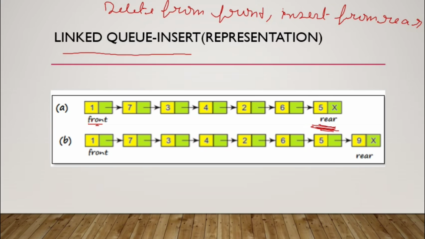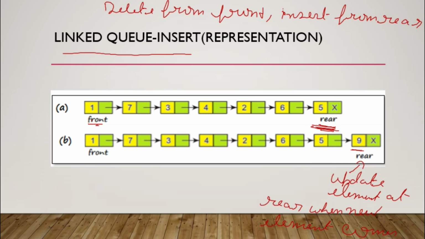After you put a new element, it will update here at the rear. Update the element at the rear when the new element comes. Here the elements go out from the front. So that is the linked representation of a queue.